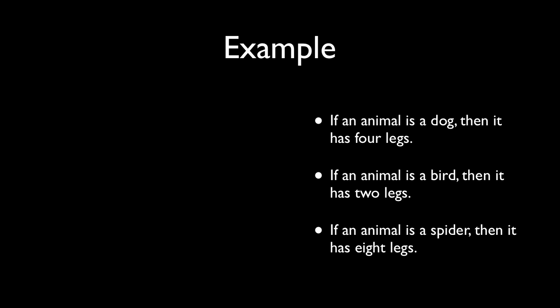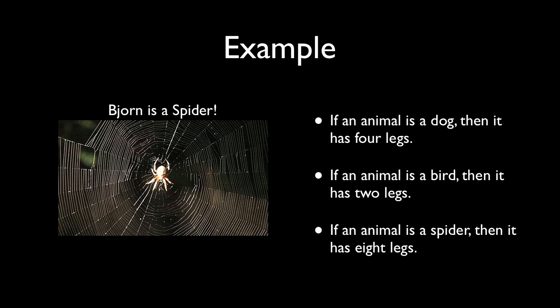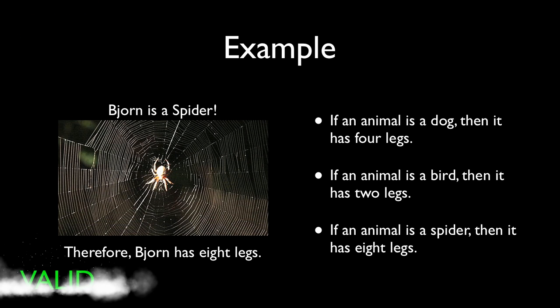Another couple of examples. Here we have a series of if-then statements. If an animal is a dog, it has 4 legs. If an animal is a bird, it has 2. If an animal is a spider, then it has 8 legs. Let's assume that these 3 statements, these premises, are true. Let's say we learn that Bjorn is a spider. We can therefore conclude Bjorn has 8 legs. That's the law of detachment. We've satisfied the hypothesis.